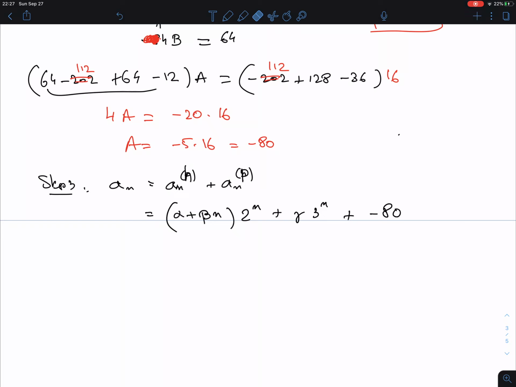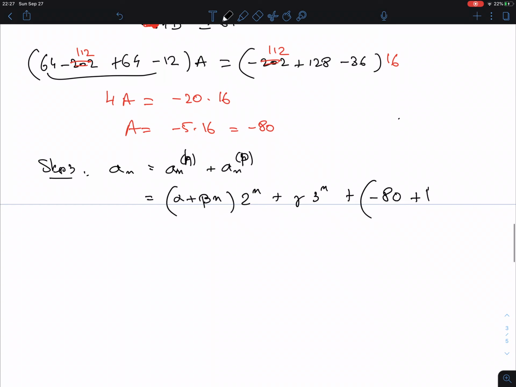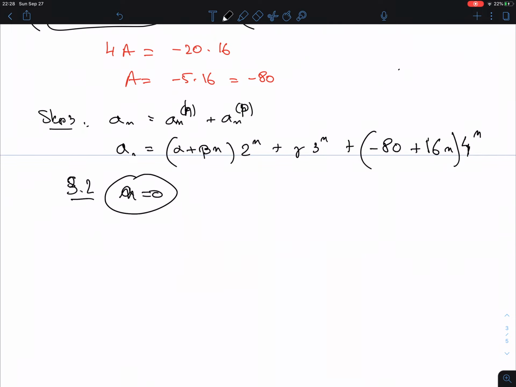No, let's not write the plus that. Minus 80. No, plus, because there's still a power here. Minus 80 plus 4, b was 4, right? No, b was 16, sorry, b was 16, plus 16n, 4 to the power n, right? Yes, 4 to the power n. Great. So, and then step 3.2, now we plug in n equals 0, then we get a0.